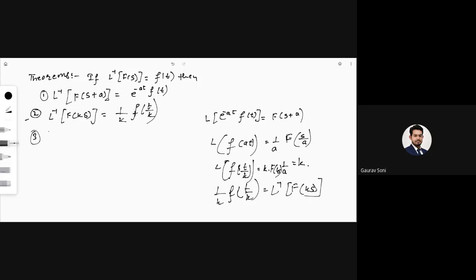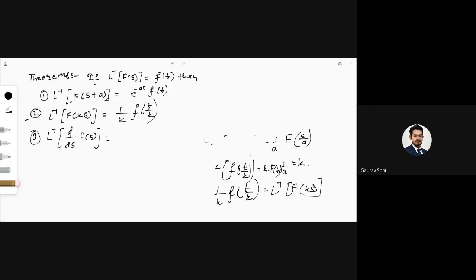Laplace inverse of d by ds of capital F of s. What we had was Laplace of derivative. Now we are talking about the Laplace inverse of the derivative.